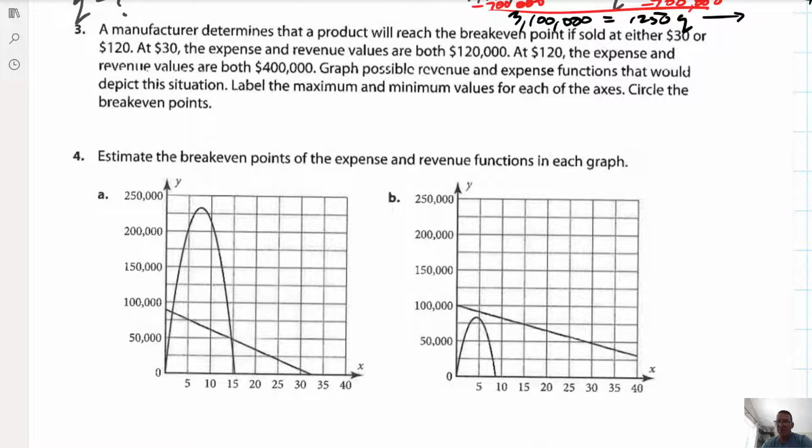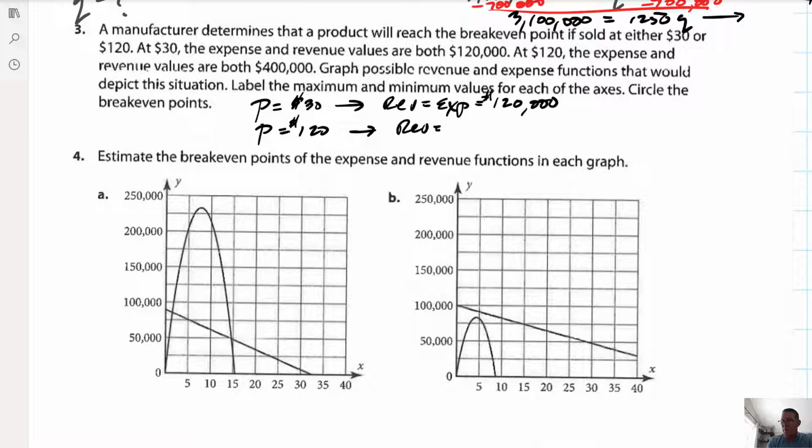Moving right along. A manufacturer determines a product that will reach a break-even point if it's sold at either $30 or $120. At $30, the expense and revenue values are both $120,000. So if the price is set at $30, you get a revenue, which is the same as the expense because at break-even they're equal, and it's going to be $120,000. But if you set the price at $120, the revenue, which is equal to the expenses, is going to be a lot higher. It's going to be $400,000.